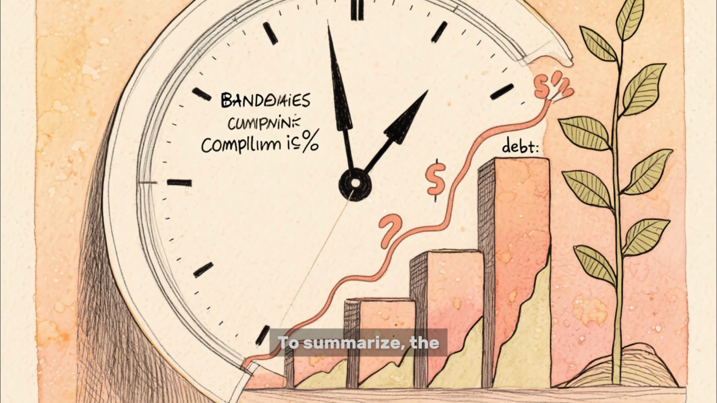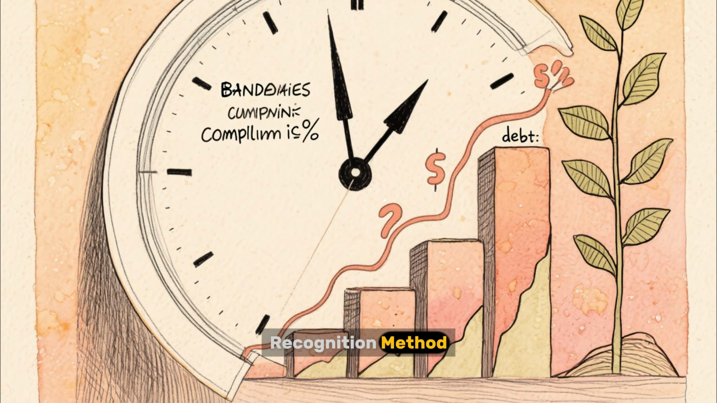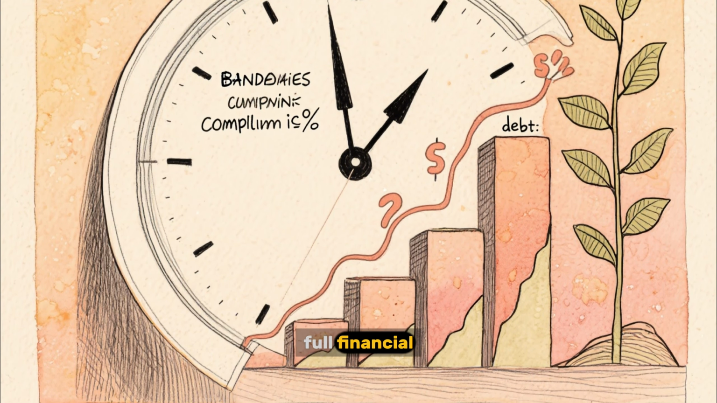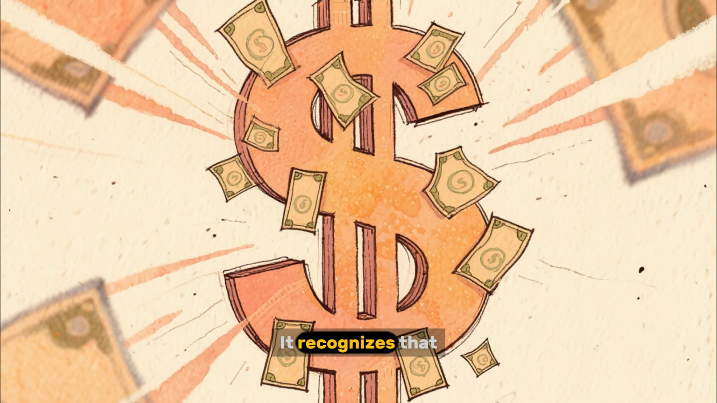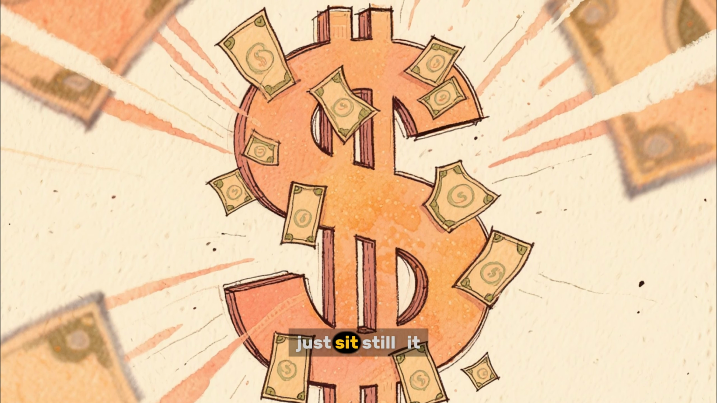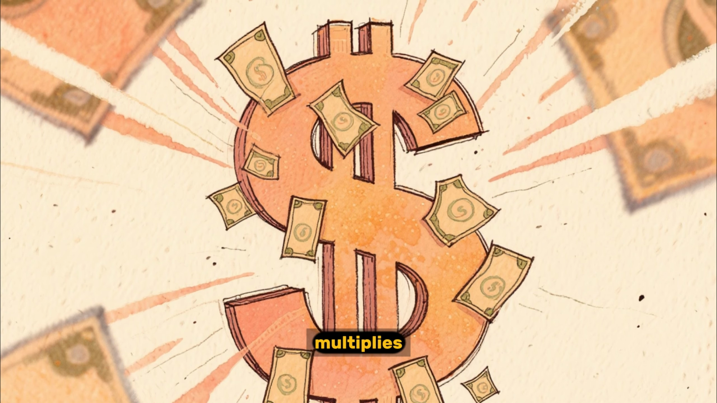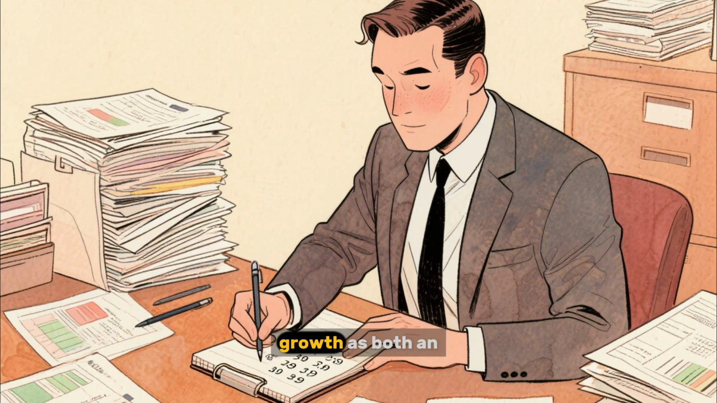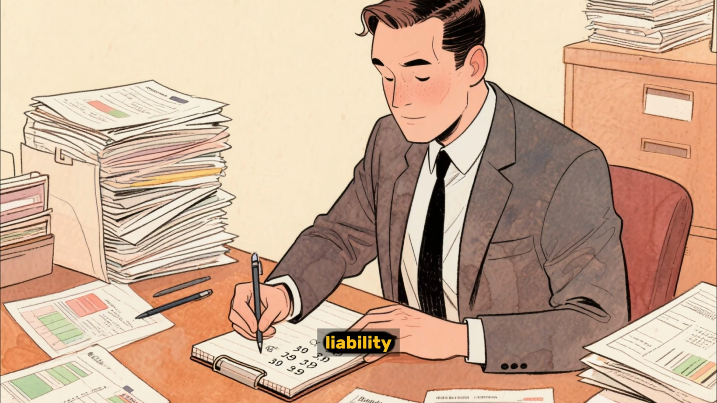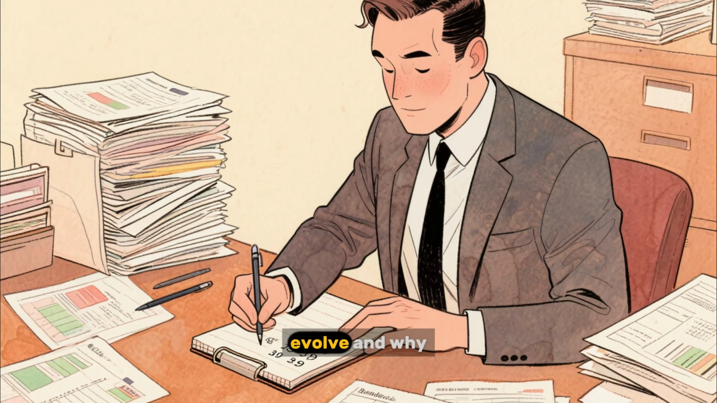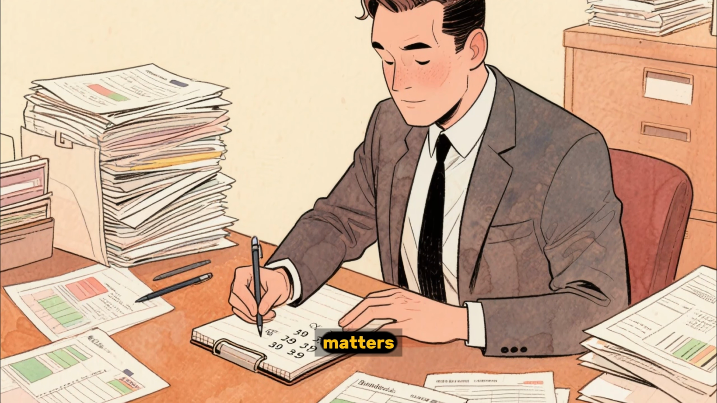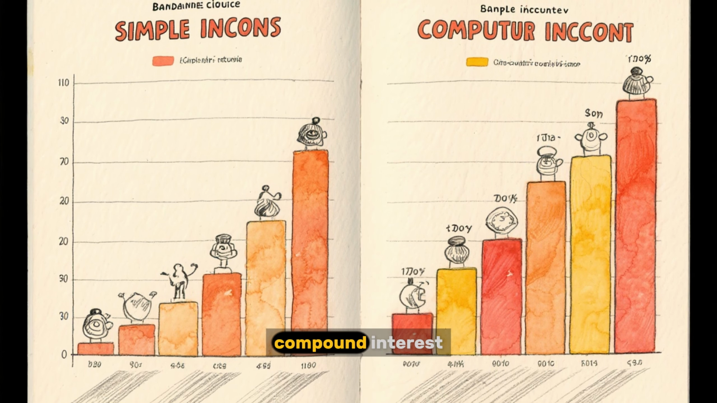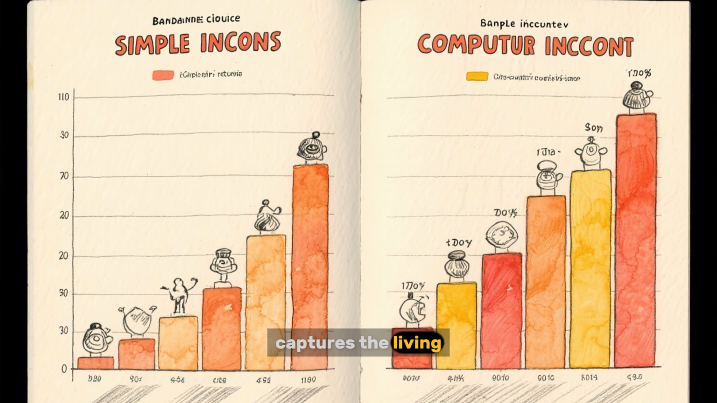To summarize, the compound interest recognition method is about acknowledging the full financial reality of time. It recognizes that interest doesn't just sit still, it multiplies. By recording each period's compounded growth as both an expense and a liability, accountants show how obligations evolve and why managing them early matters. Compared with earlier methods, compound interest recognition captures the living nature of money.